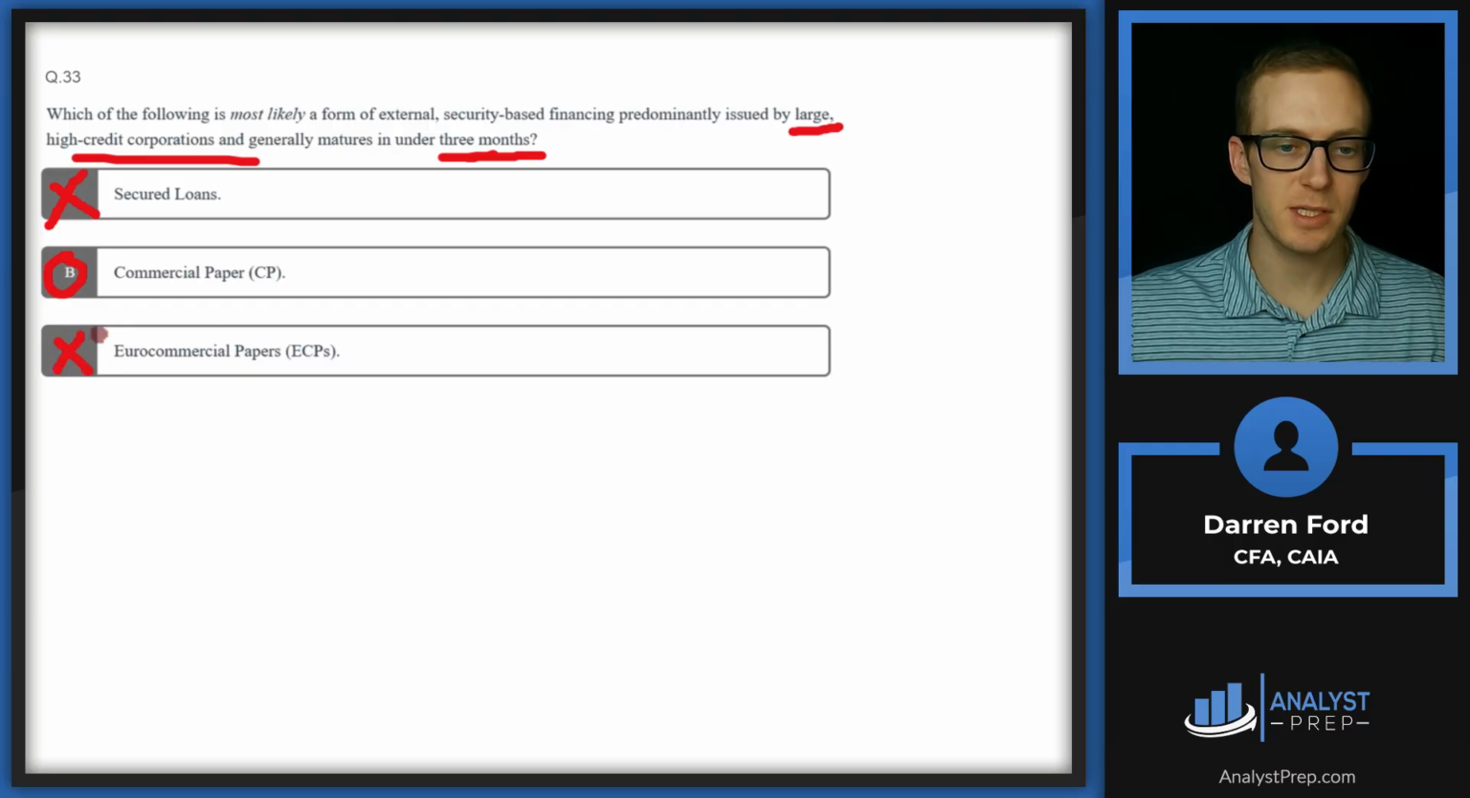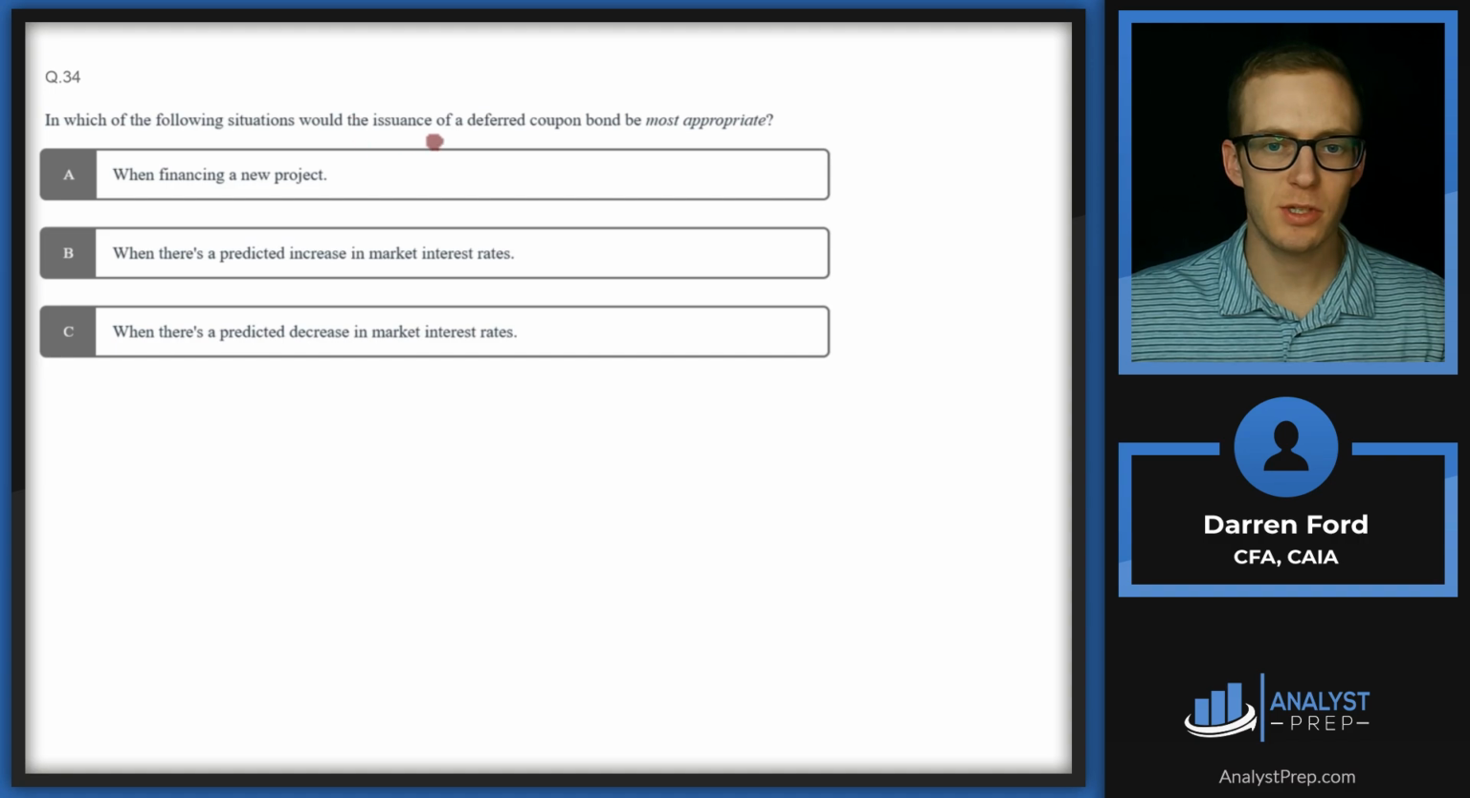But since that's not included in the question, we're going to go with answer B. Which of the following situations would the issuance of a deferred coupon bond be most appropriate?